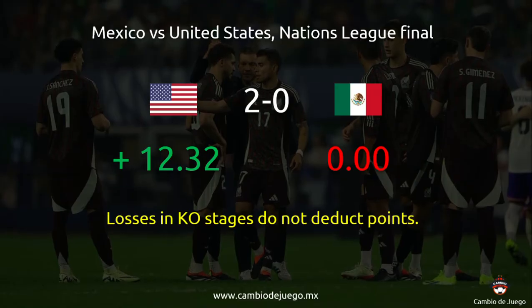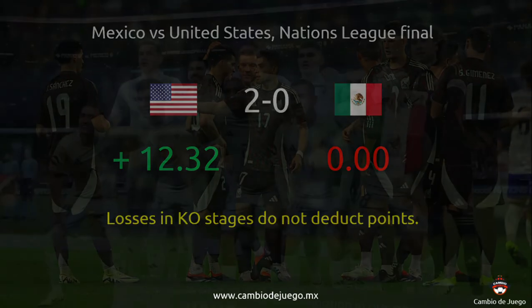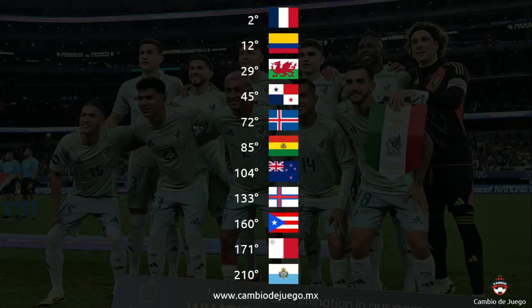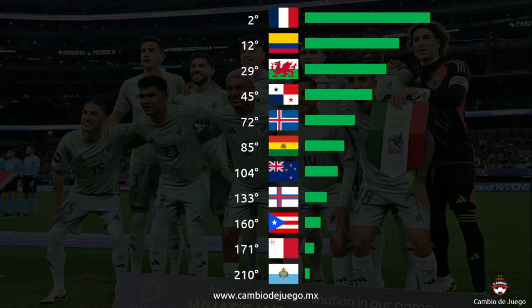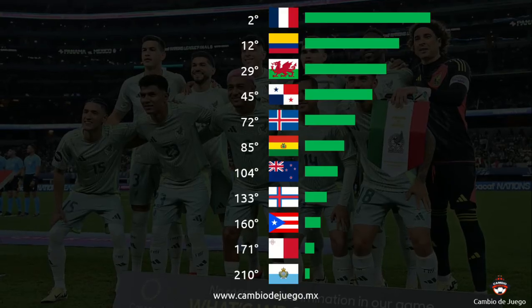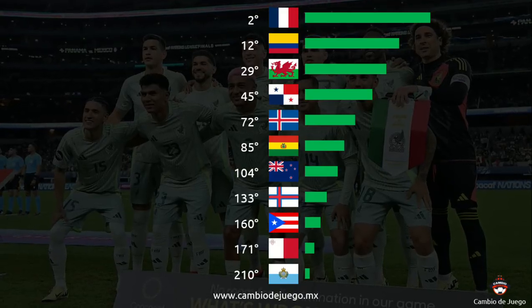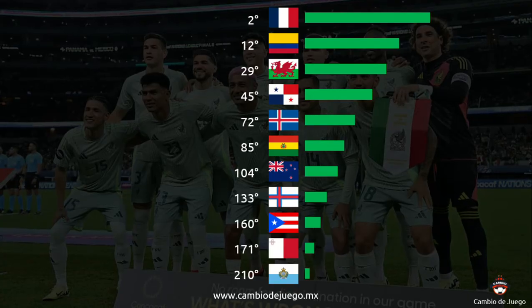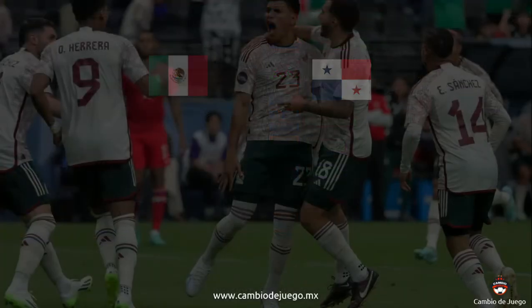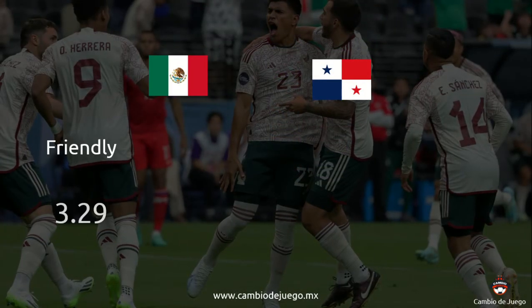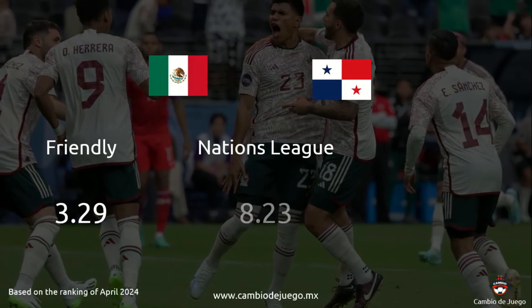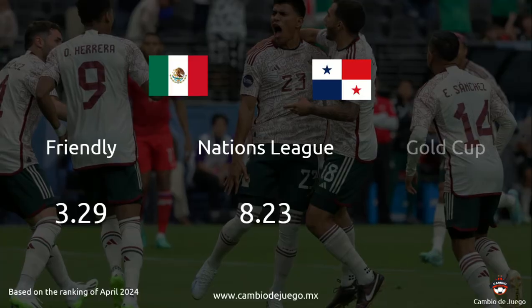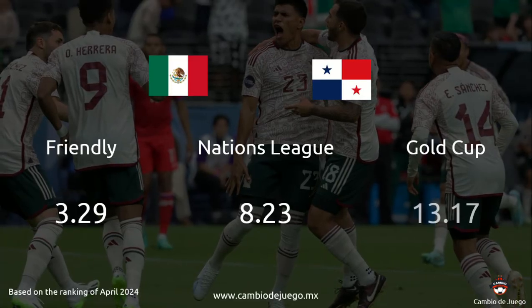Now, in case of a win, the higher the opponent is in the table, the more points you will get. Beating France will earn you more points than a win over New Zealand. Similarly, the more important the context of the match, the more points you will get, even if it's the same opponent. For example, if Mexico beat Panama in a friendly, they will get 3 points, but if they do it in the final stages of the Nations League, that will be 8 points. And if they meet at the Gold Cup, that win will give Mexico 13 points.